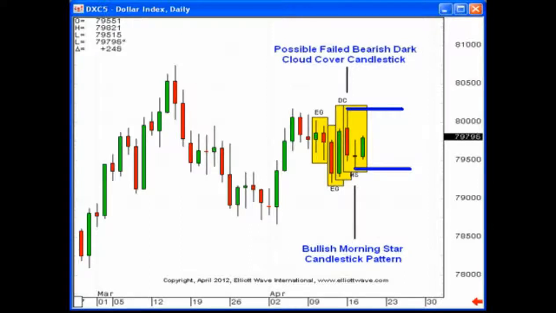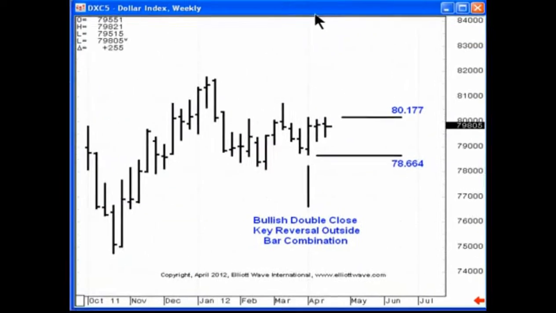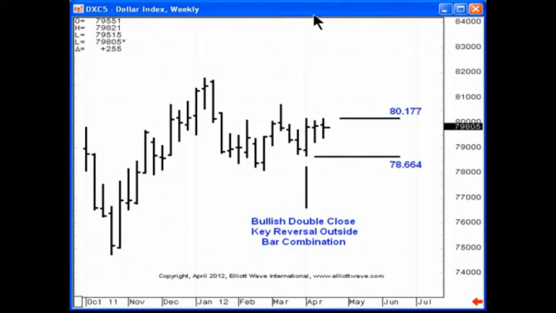Another reason I'm talking about the euro again, number one, is to refresh your memory about the head and shoulders pattern, but also show you the morning star reversal, bullish reversal pattern on the daily price chart of the dollar index. But if you recall yesterday's lesson, we were looking at the double close key reversal outside bar combination bar pattern. Well, this is what we have in the dollar index on the weekly level.